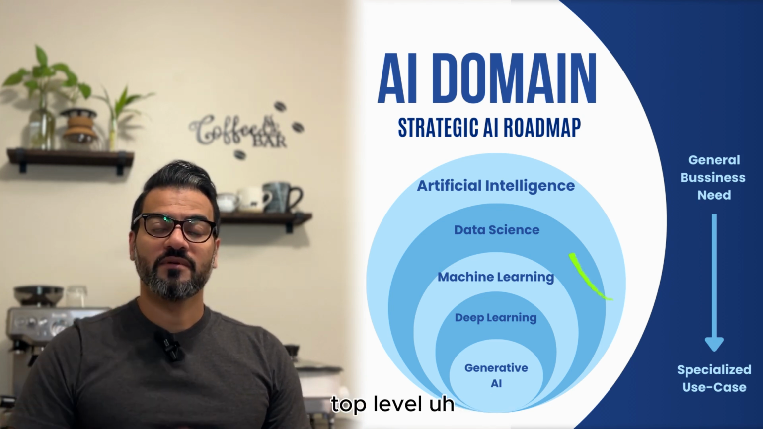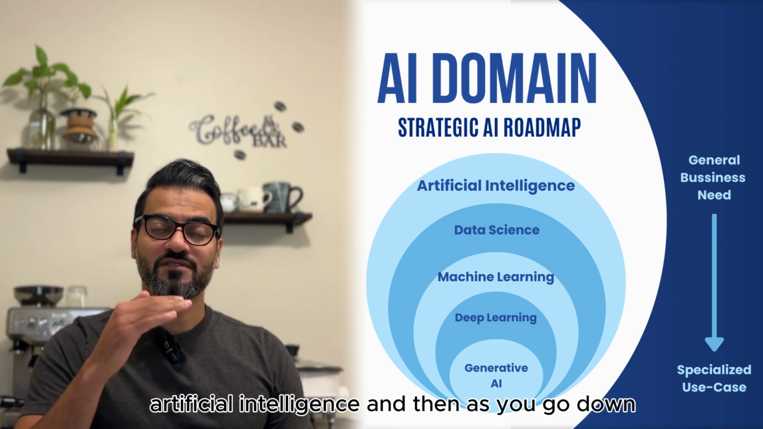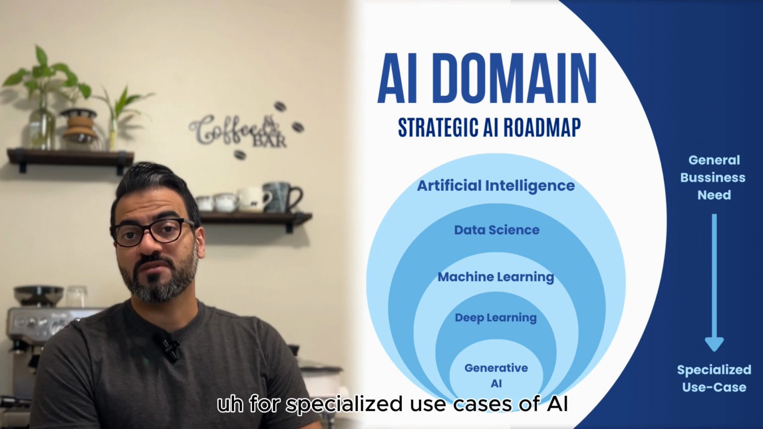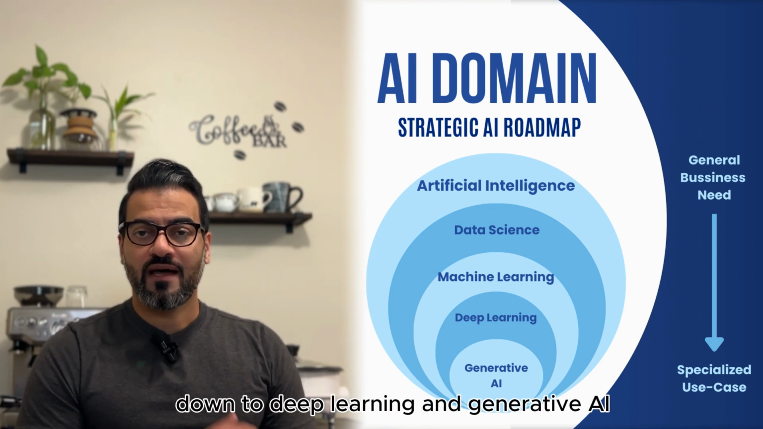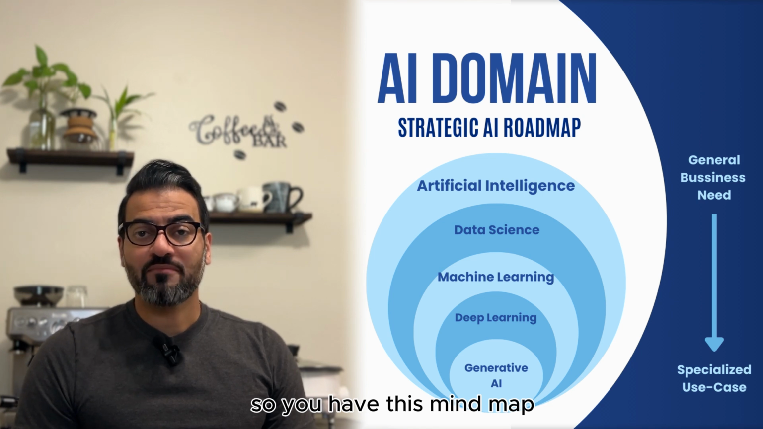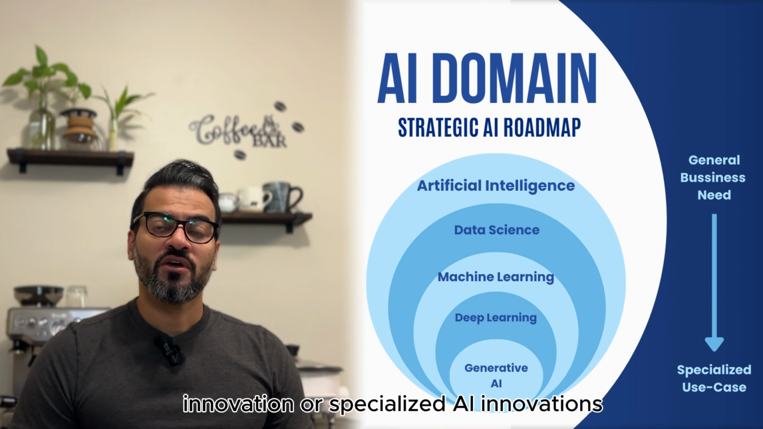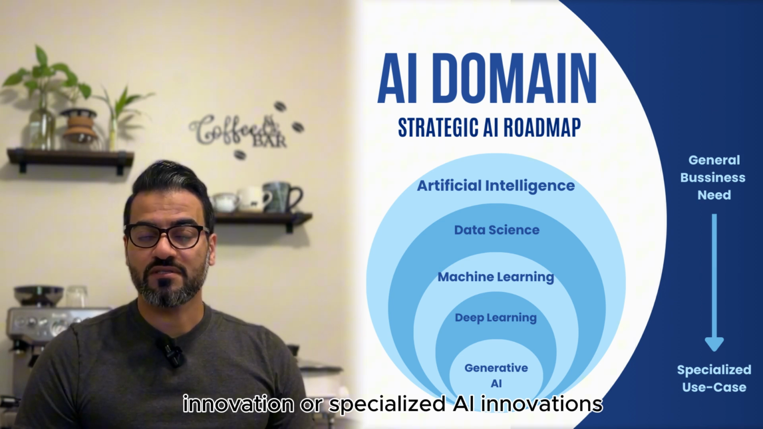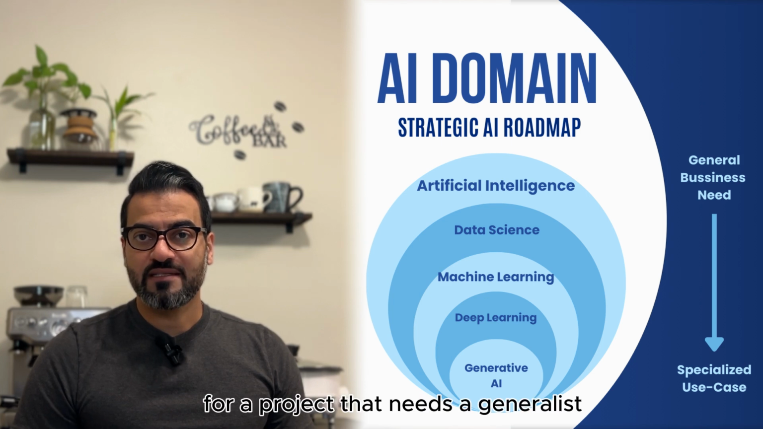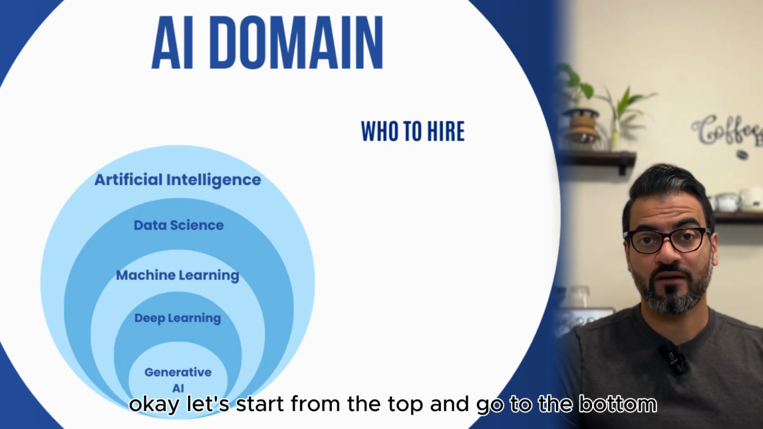Top level in this chart is the general artificial intelligence. And then as you go down, you get to more specific use cases for specialized use cases of AI, down to deep learning and generative AI. So you have this mind map of hiring people based on the general need for AI innovation or specialized AI innovation. So you don't go and hire somebody who's overkill for a project that needs a generalist versus a specialist. Okay, let's start from the top and go to the bottom.